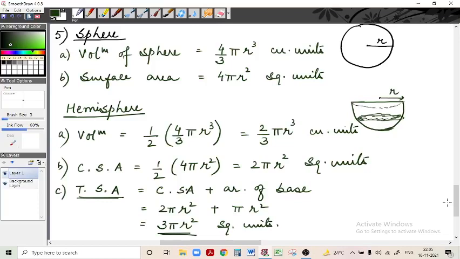This is for today's class, right? In case you have any problem regarding this, please do write in the comment box. Today I have shown you these mensuration formulas. Next class we will do questions based on these solid figures and also on combinations of solids. Okay.